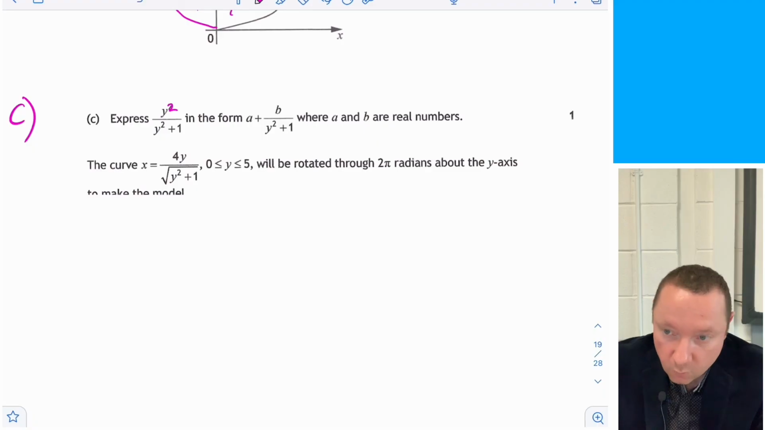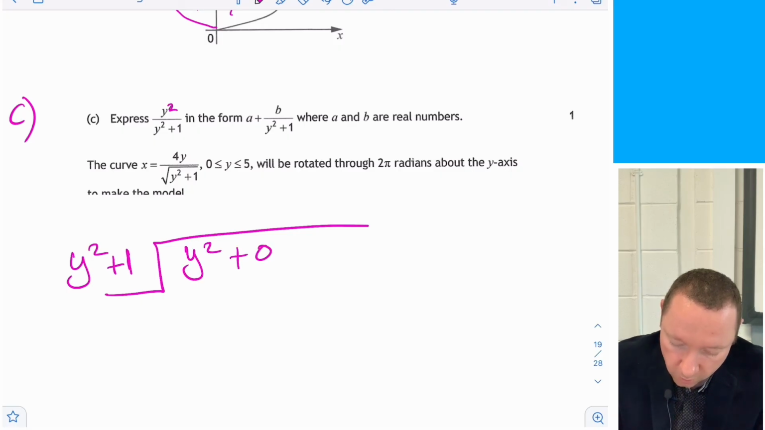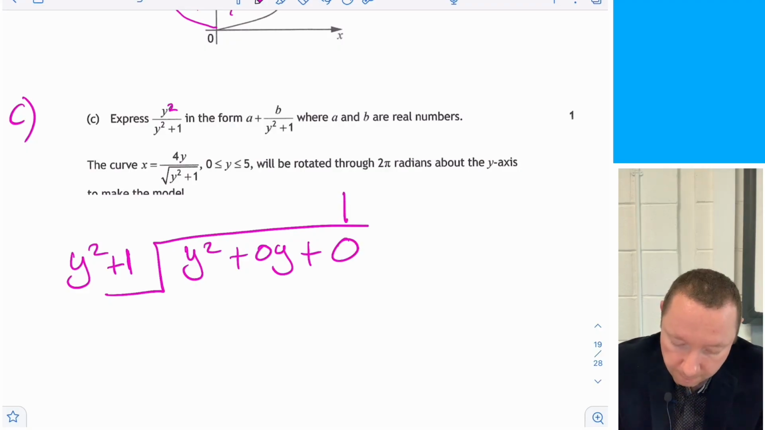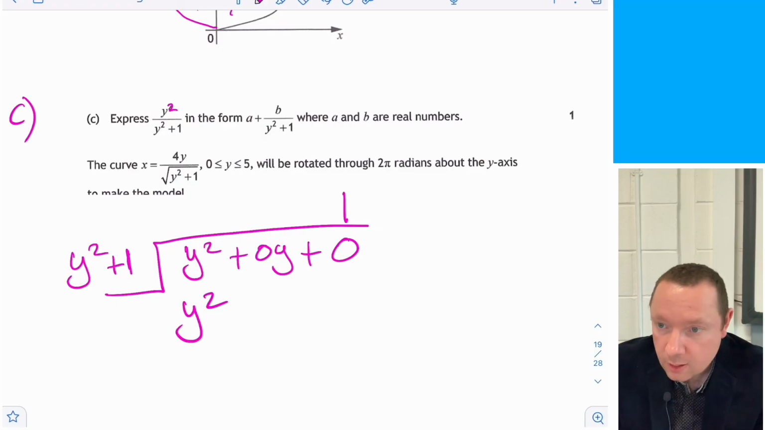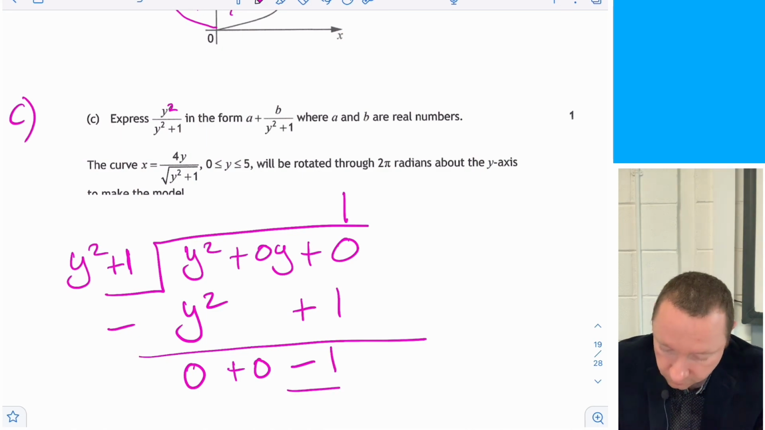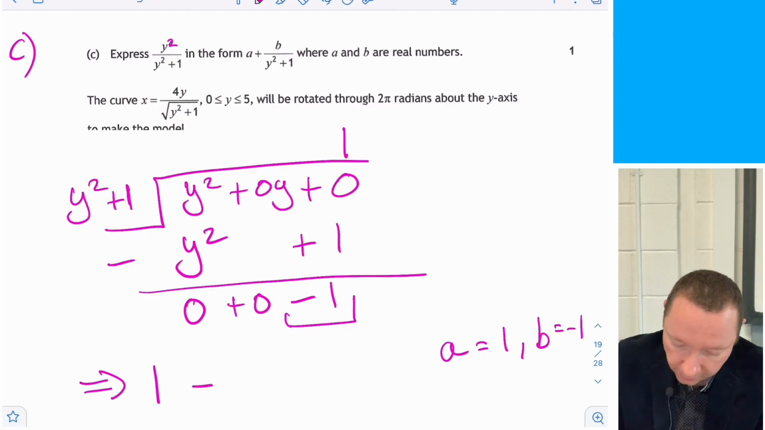So we've got y squared divided by y squared plus 1. So that's y squared, no y, and no number. The y squared goes into y squared 1 time. 1 times y squared plus 1, 1 times 1, take away. We get nothing plus nothing minus 1. And therefore, a equals 1, b equals minus 1. We've got 1 minus 1 over y squared plus 1.